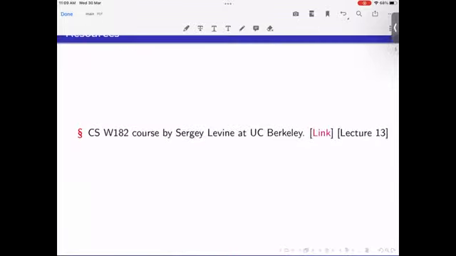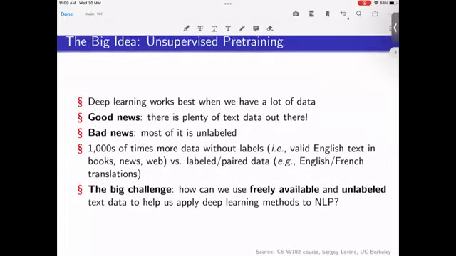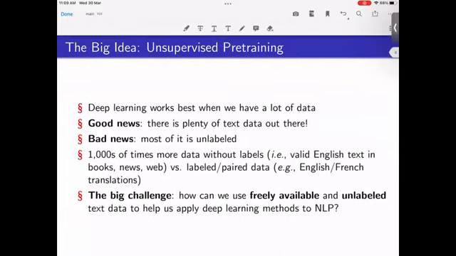So the resource as usual is Sergey Levine's lecture on NLP applications. I have not uploaded the slides yet, so I have to change this link, but it is lecture 30. I think the link is just the playlist link, so it should be fine. Anyway, let us delve into it.